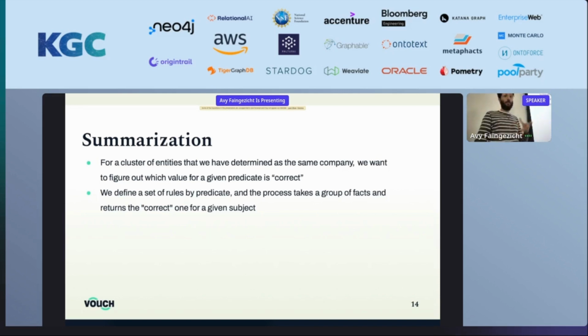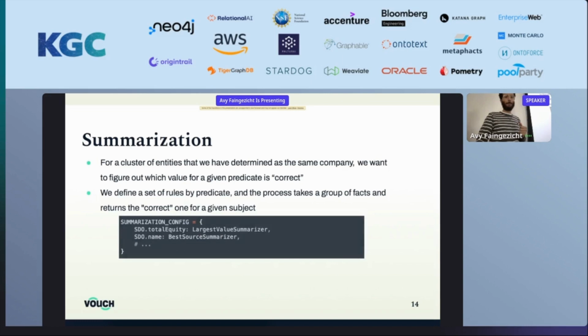So we define a set of rules for a given predicate that will take a group of facts and return the correct one for a given subject. Here's a sample config that we may have. For, let's say, the total equity predicate, we might define a summarizer that says just take the largest value. We have a relatively high degree of confidence in our sources. These numbers only go up, and so we just take the largest number.